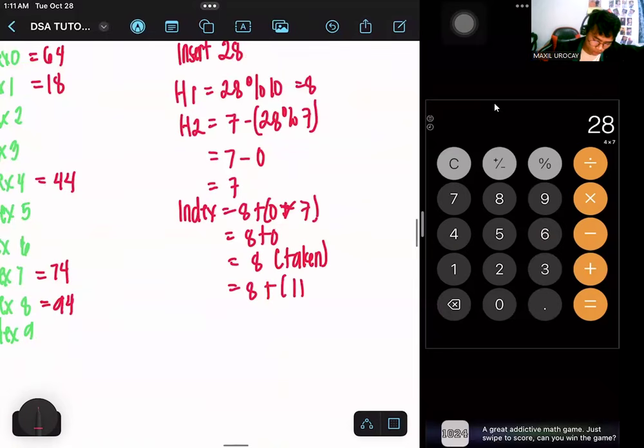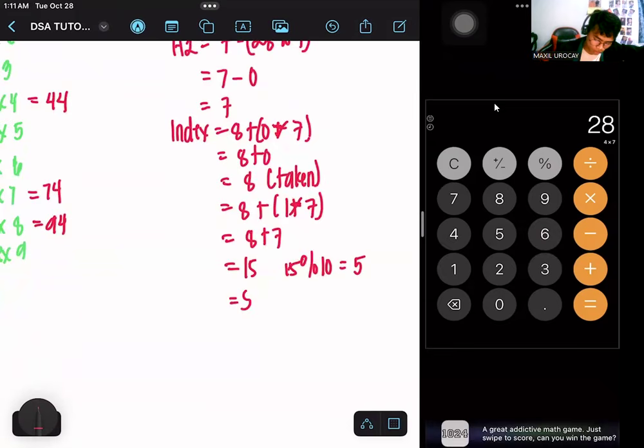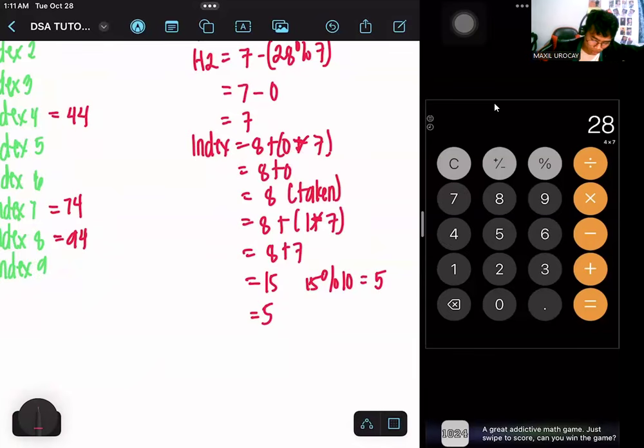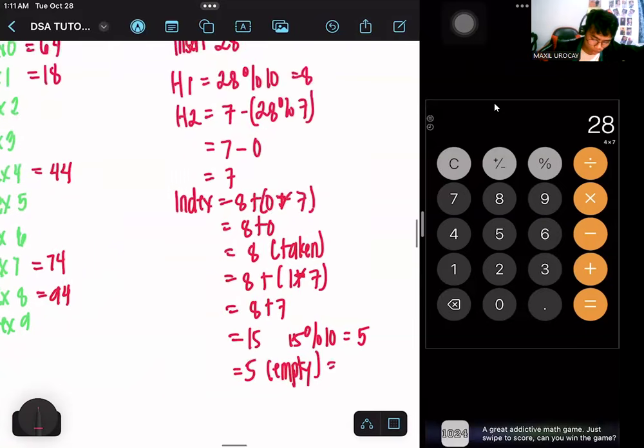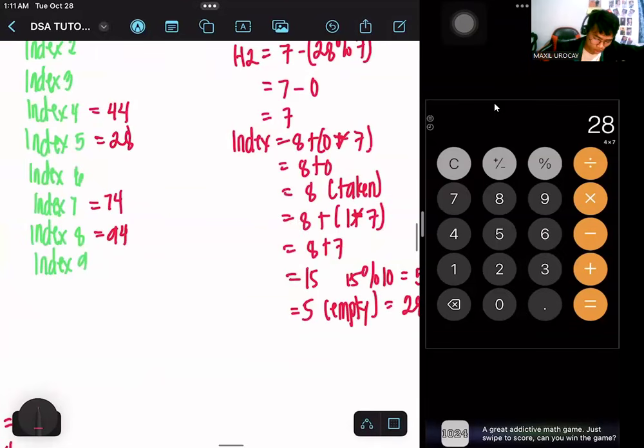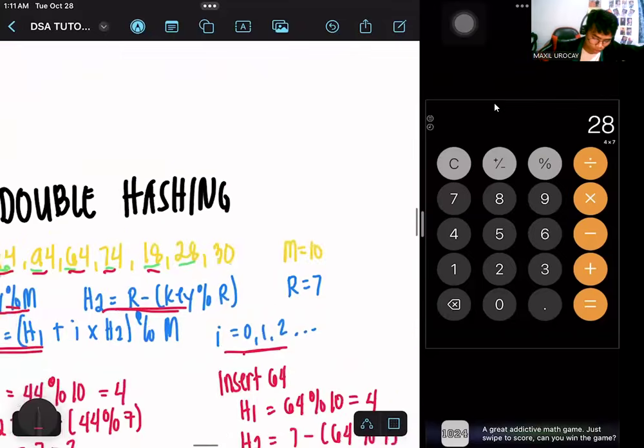8 plus 1 times 7 will become 8 plus 7, so it will become 15. So 15 modulo of 10 will become 15 divided by 10 is 1, 1 times 10 is 10, 15 minus 10 equals 5. So therefore, index number 5, let's try to check next, number 5, that is empty. So therefore, we can allocate this value, which is 28, into index number 5. So index number 5, 28, allocated there, and then we are done with 28.